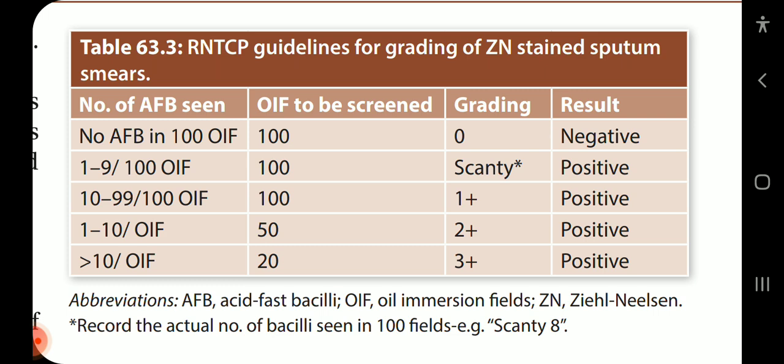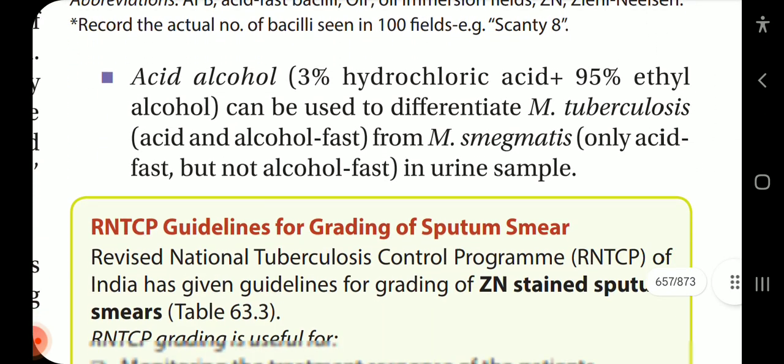If 1 to 10 bacilli are present per oil immersion field and 50 such fields are screened, then the grading is 2 plus and the result is positive. And if more than 10 bacilli are present per oil immersion field and 20 such fields are screened, then the grading is 3 plus and the result is positive.